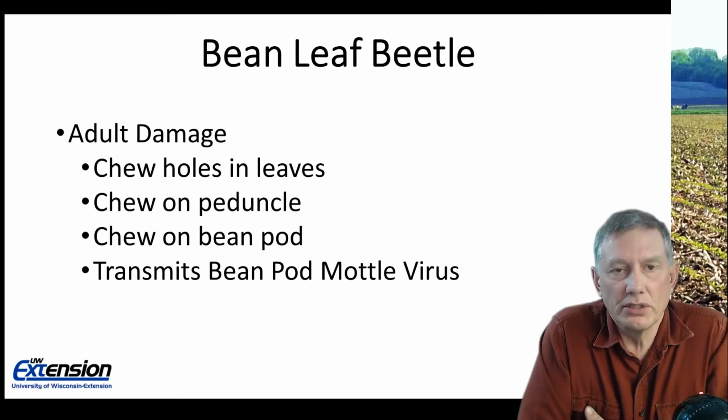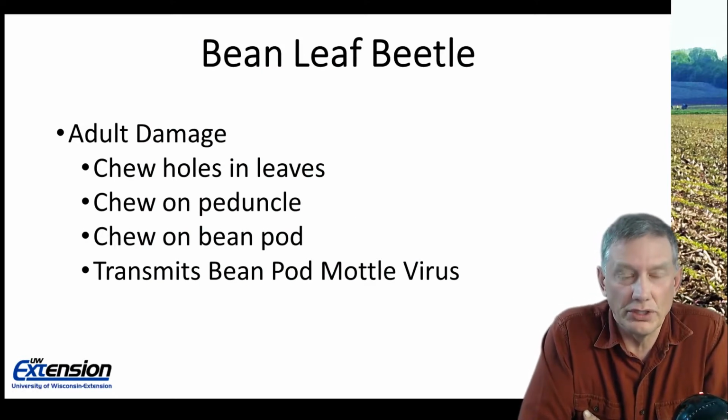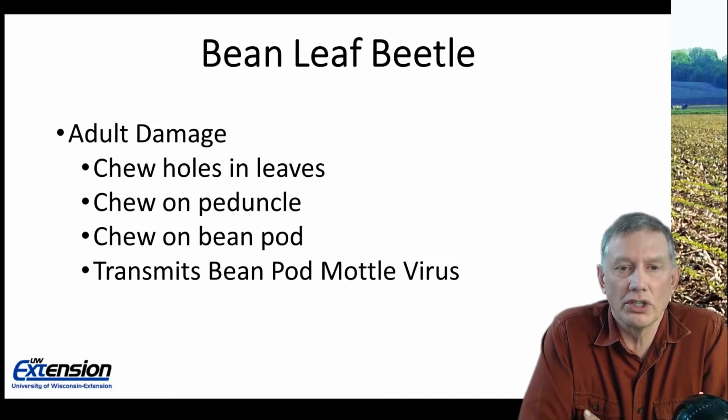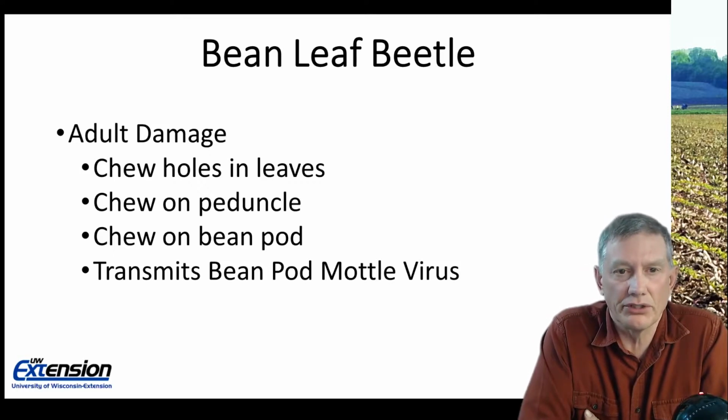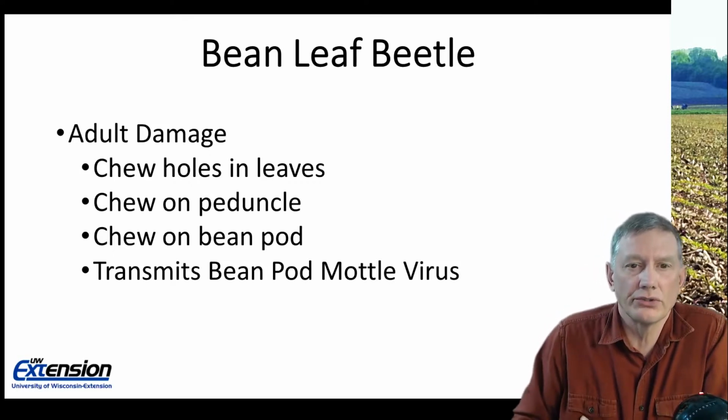The adults damage soybeans by chewing holes in the leaf. They may chew on the peduncle, which is the structure that attaches the bean pod to the plant. They can also chew on the bean within the pod, and that can cause some secondary infections, and they also transmit bean pod mottle virus.